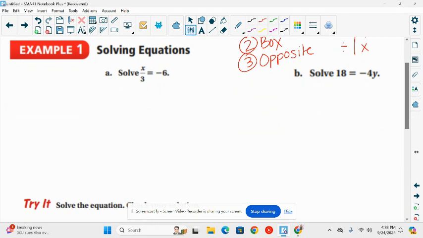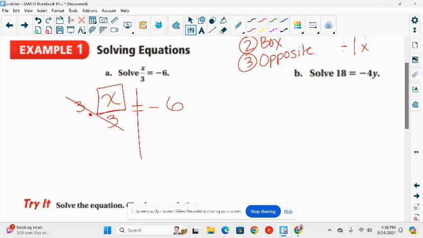So we've got solve x divided by 3 equals -6. I'm going to rewrite it so that I have plenty of room. Remember, if I write it, you should be writing this down on your notes as well. So we've got our 3 steps. We're going to chop it, box it, and look to do the opposite. Right now it's currently division, so the opposite of division is multiplication. So I'm going to multiply by 3.